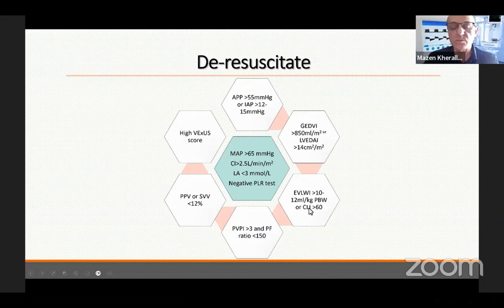the capillary leak index is more than 60, at that time you would think that maybe I need to start de-resuscitation. The pulse pressure variation, stroke volume variation less than 12, or if you have a high VEXUS score, and we're going to talk about that.